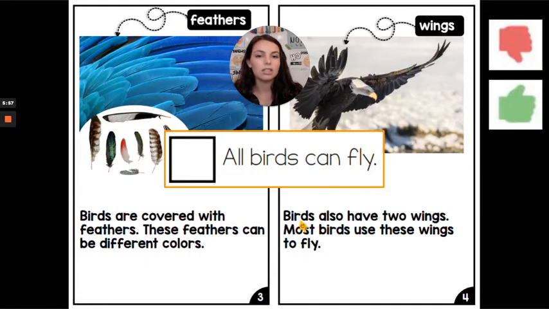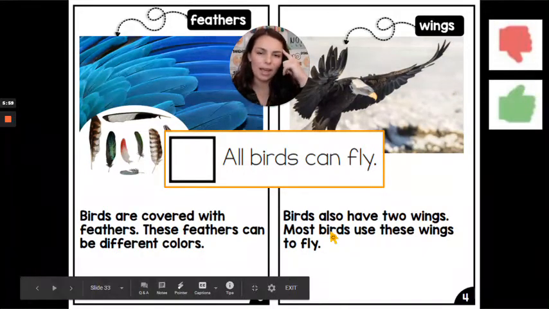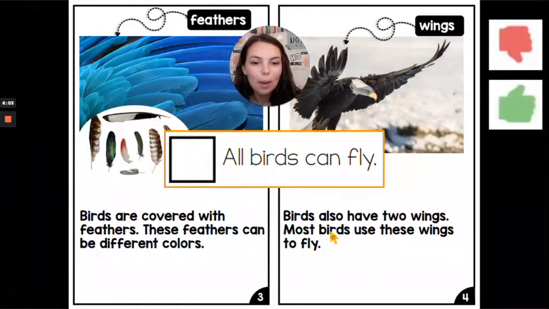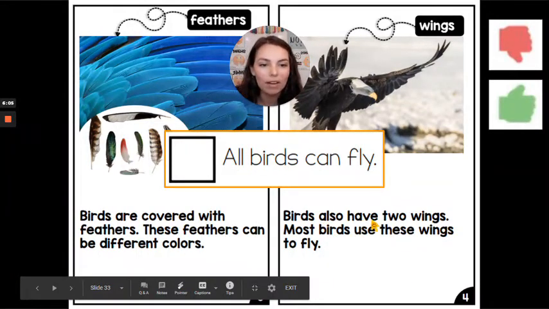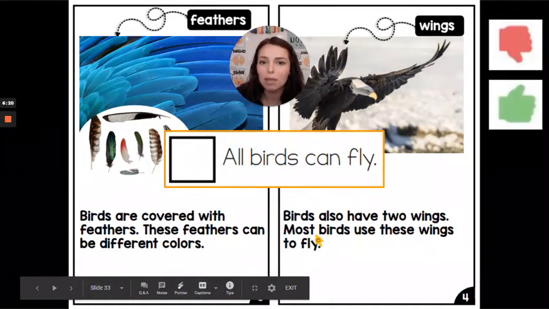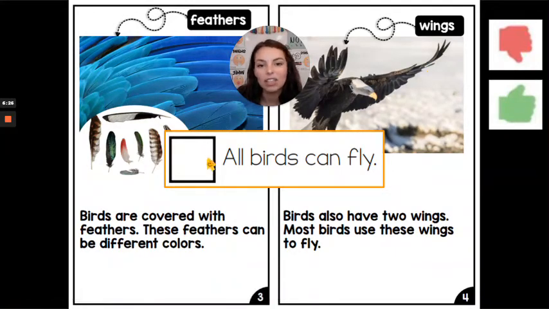So let me read this sentence, because I have some ideas in my head, but I want to see the text evidence. Birds also have 2 wings. So this page is right. This is the page I'm looking for. Most birds use these wings to fly. Does it say all birds? No, it says most. So that means there are some that don't fly, just like penguins. So that would be a thumbs down. That's not true.